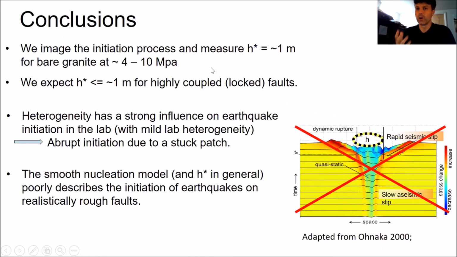So just to conclude, we're able to image the initiation process of laboratory earthquakes. We find that it's about 1 meter in the lab. If we extrapolate the lab parameters to what we expect for seismogenic faults, we expect that nucleation length scale to be very small. So the cascade model of nucleation is the most likely candidate. However, heterogeneity has a strong effect.